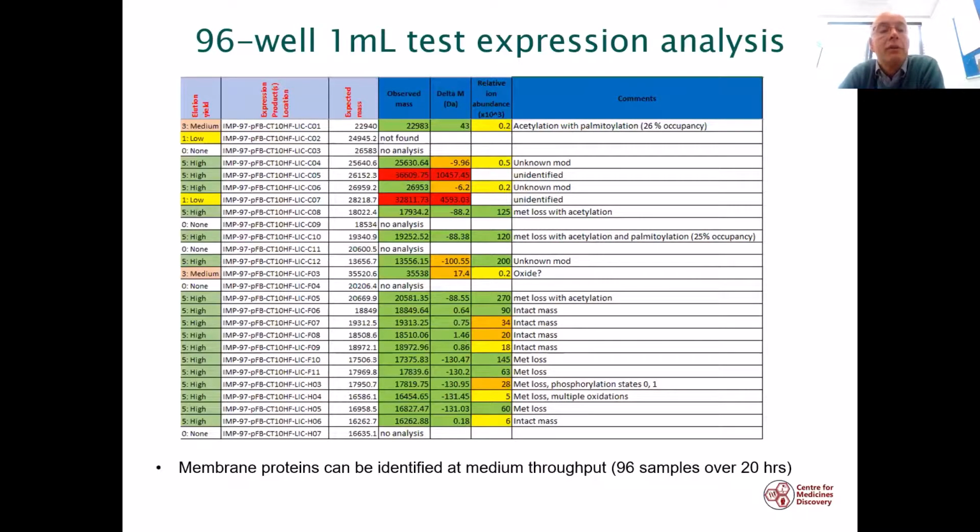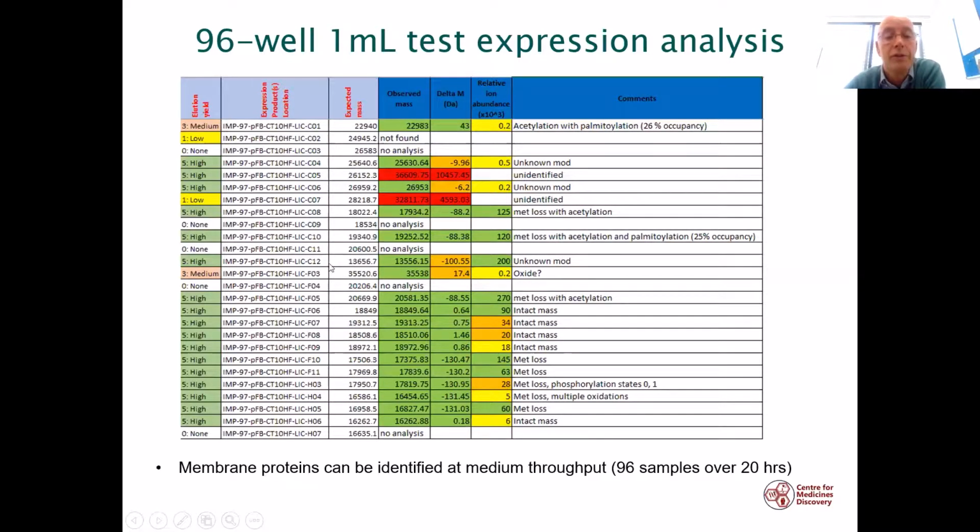I'll give an example of how we can use membrane protein analysis here at CMD. We do high throughput test expression. This is an example of a 96-well, 1 mL high throughput test expression for membrane proteins. So we have a range of different constructs for the membrane proteins of interest. And in this first column, this is the yield of protein as measured by SDS-PAGE Coomassie blue staining. So here, this is high expressor, medium expressor, and low expressor, or in this case, no expression.